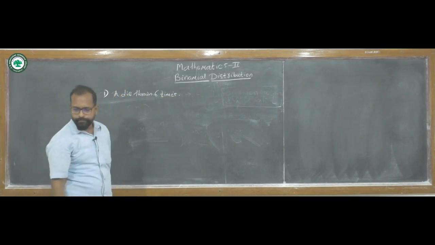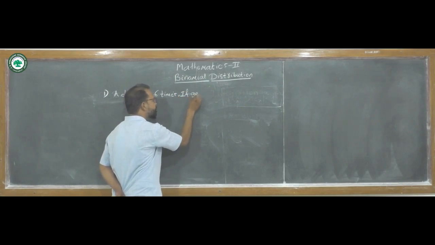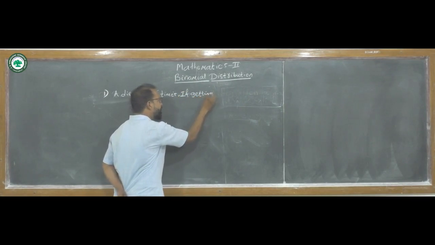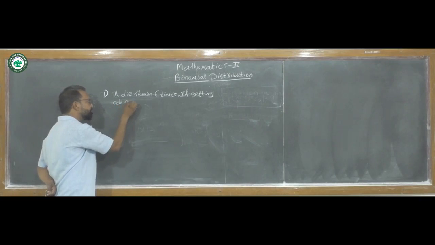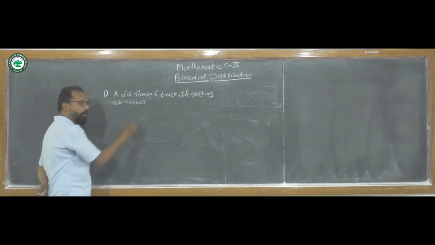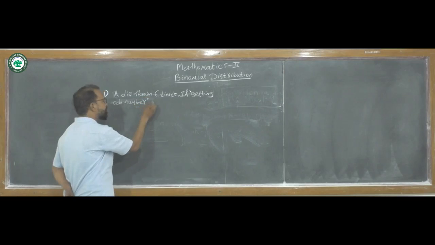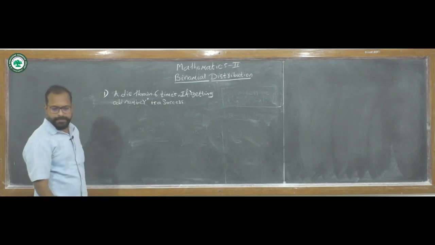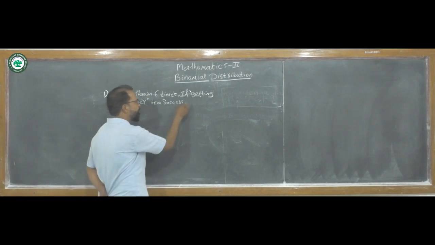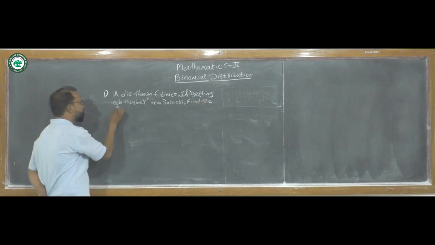6 times. If getting an odd number is a success, then find the probability.